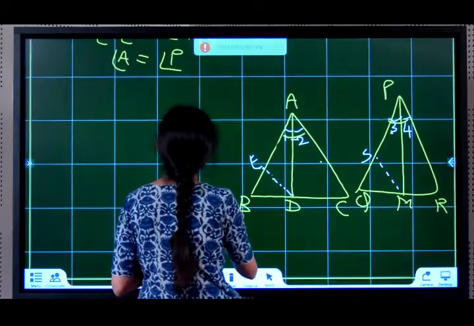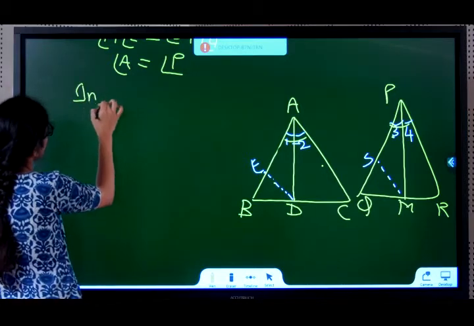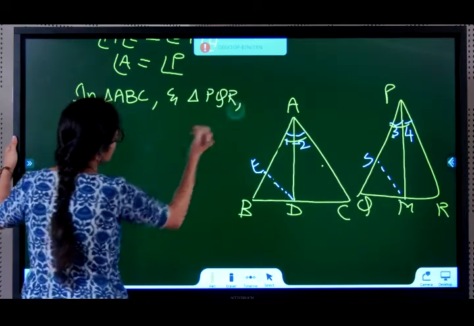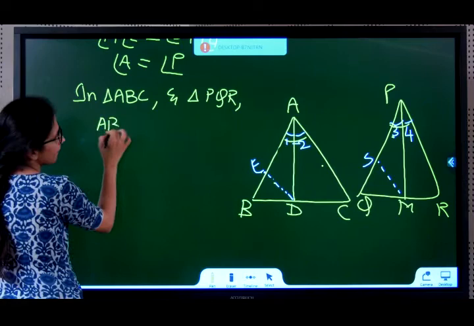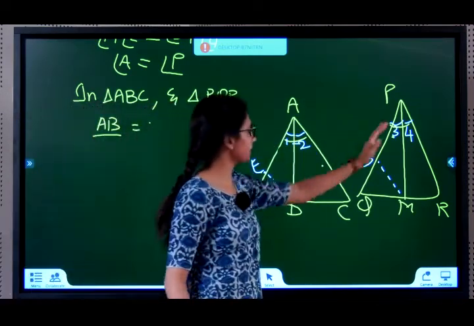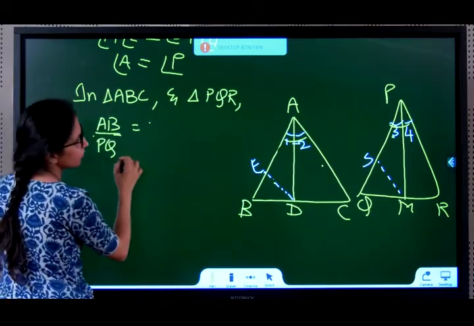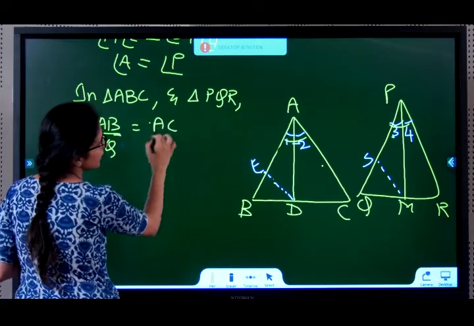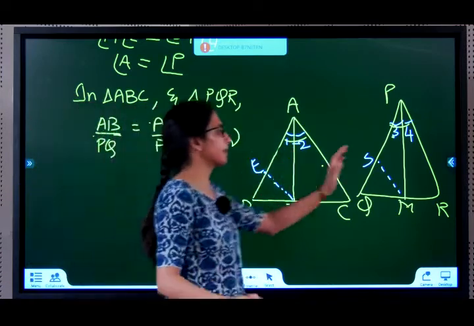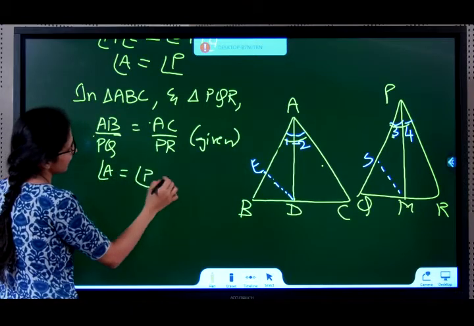You have now proved angle A equals angle P. So in triangle ABC and triangle PQR, AB by PQ is equal to AC by PR, given. It was also equal to AD by PM, but I don't want that. So I'll take what I want. And we have proved angle A equals angle P.